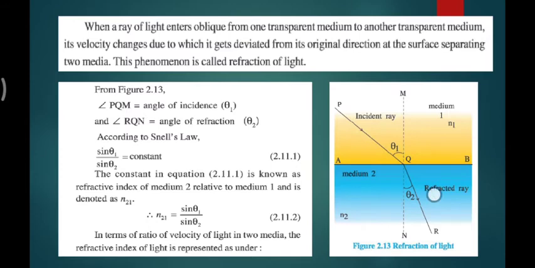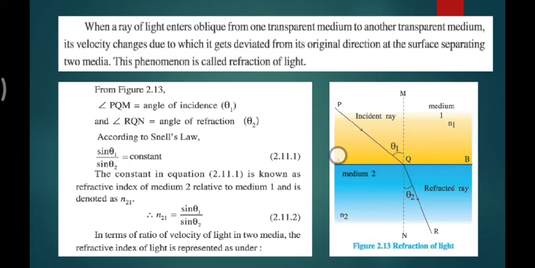If I take the sine of both angles and take the ratio, I get a constant for every case. Even if I change the light ray, theta 1 is different and theta 2 is different, but the ratio is constant every time. This was first found by Snell, so it is named Snell's law. That constant, after further study, is named the refractive index, and that is a very important thing. In the next slide we discuss it in depth.